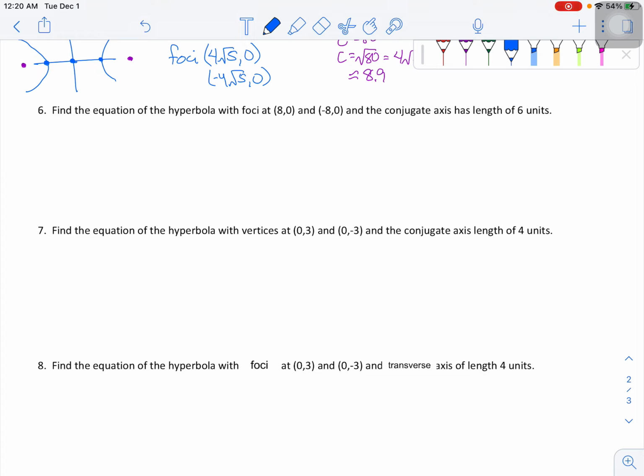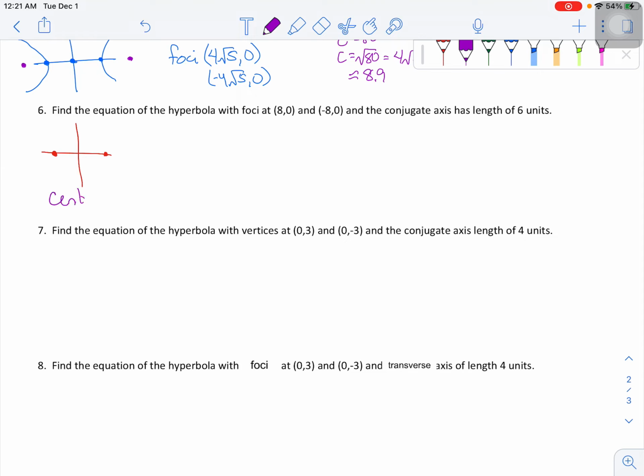So I always recommend start by reading the problem, right? It's always a good idea. And as you're reading, you might want to maybe sketch what's happening here. So problem number 6, I have foci at 8, 0, and negative 8, 0. Now those are the two focal points.